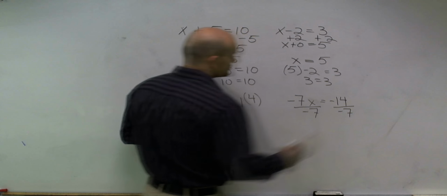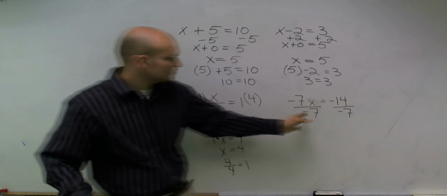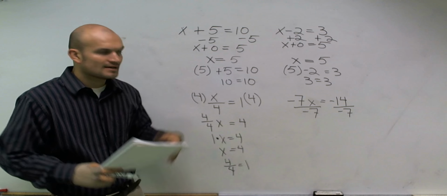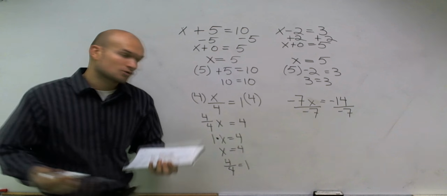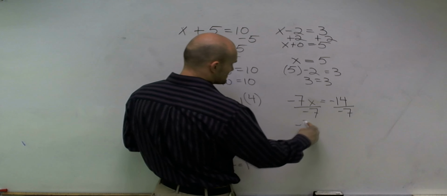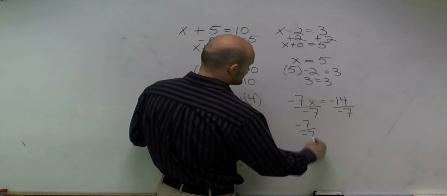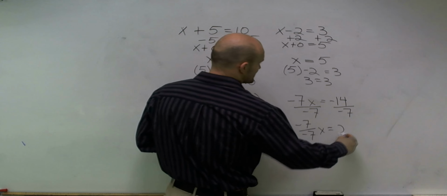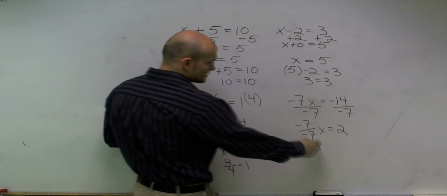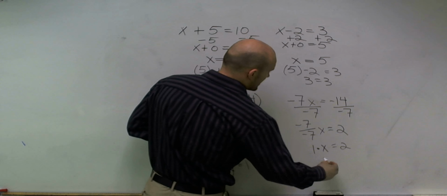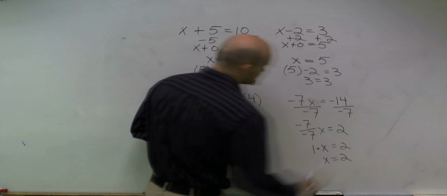And again, make sure that you're using the division property of equality. You divide your -7 on both sides. Just like over here, I did the multiplication property of equality. I multiplied on both sides. And that's okay because what you have is equivalent fractions. These will cancel out. So now I have a -7 over -7x equals -14 divided by -7 is a +2. This, again, will cancel out to become 1. And therefore, x equals 2.